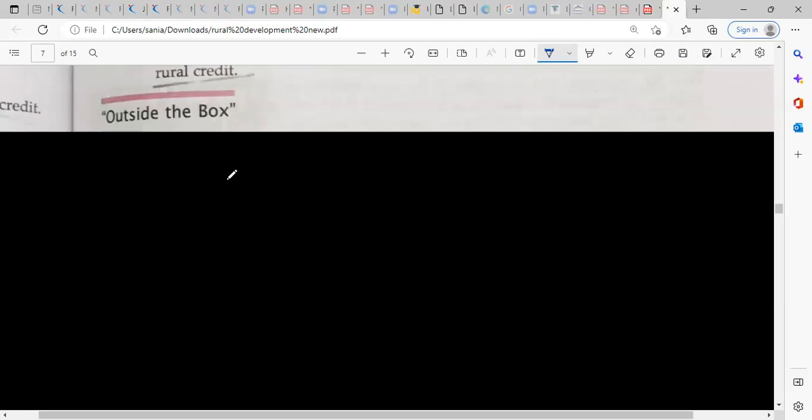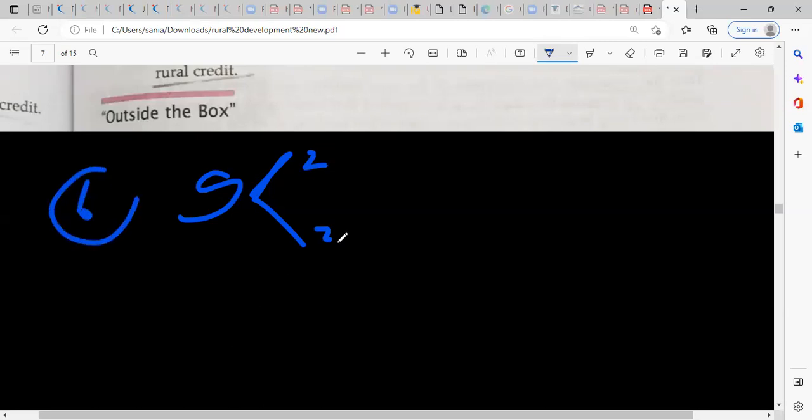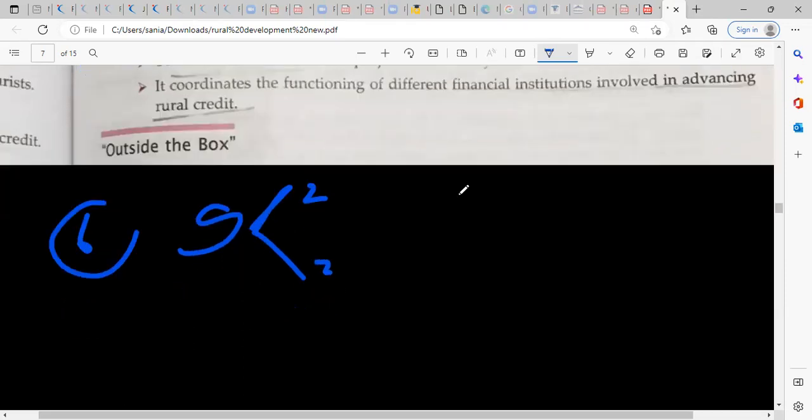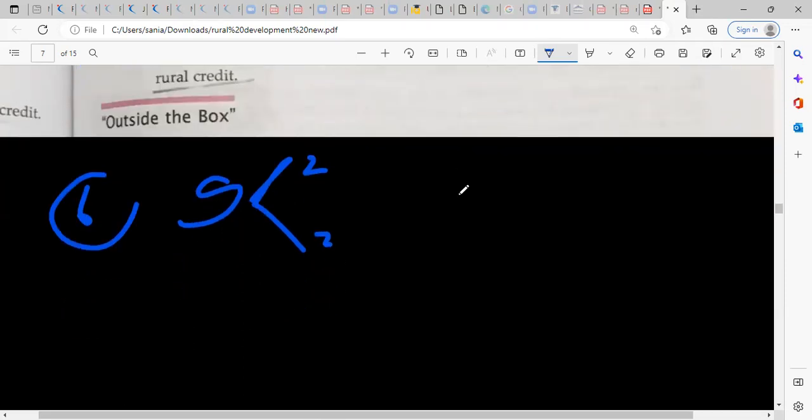So for example, if they are asking you the sources, what you can do, you can write in formal and informal. You can write two for formal and two for informal, enough. Or in case they are asking you for 6 marks, then three for formal and three for informal. That's it, done. But in case they ask you what are the institutional and non-institutional, then you have to write the entire thing.